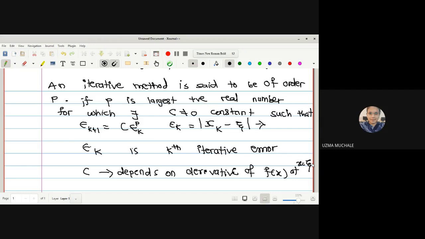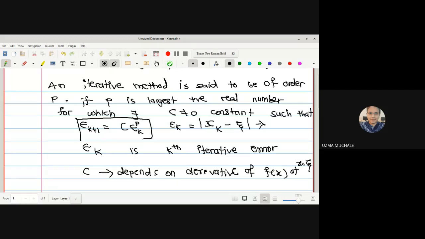So what is the definition? An iterative method is said to be of order of convergence P. Then what will its order be? P, and we can say the rate of convergence, or order of convergence, is P if P is the largest positive real number for which there exists a constant C. We can say the order of convergence is P if P satisfies this condition.